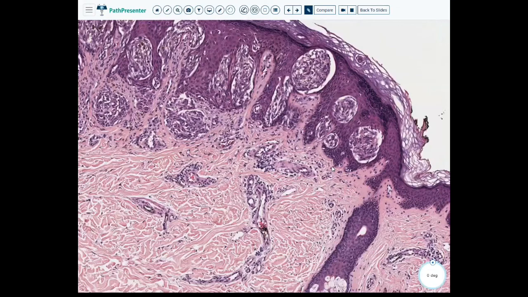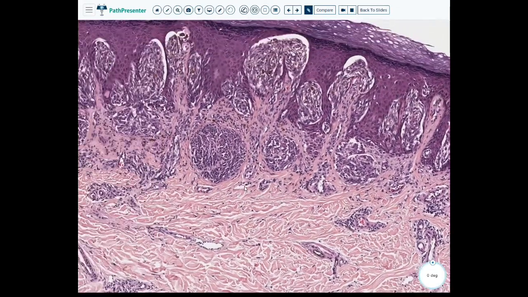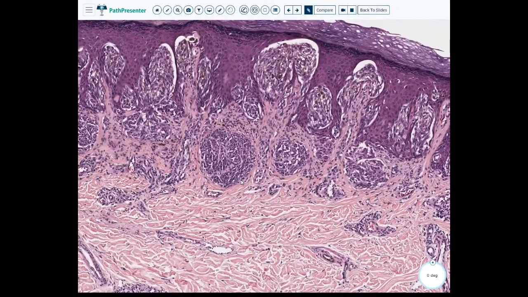Okay. All right. So I'm happy with that. Spitz nevus for case 11.